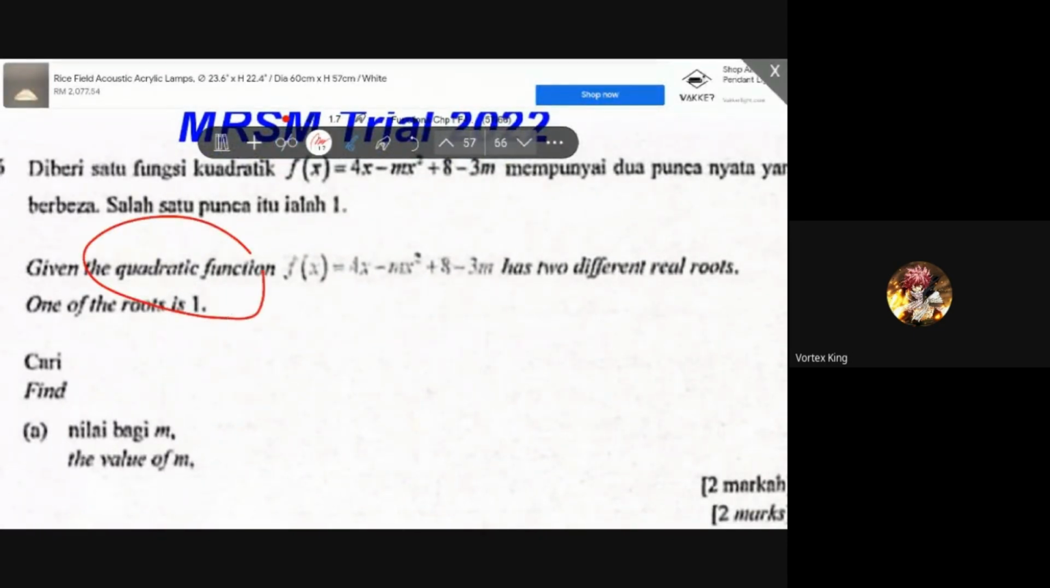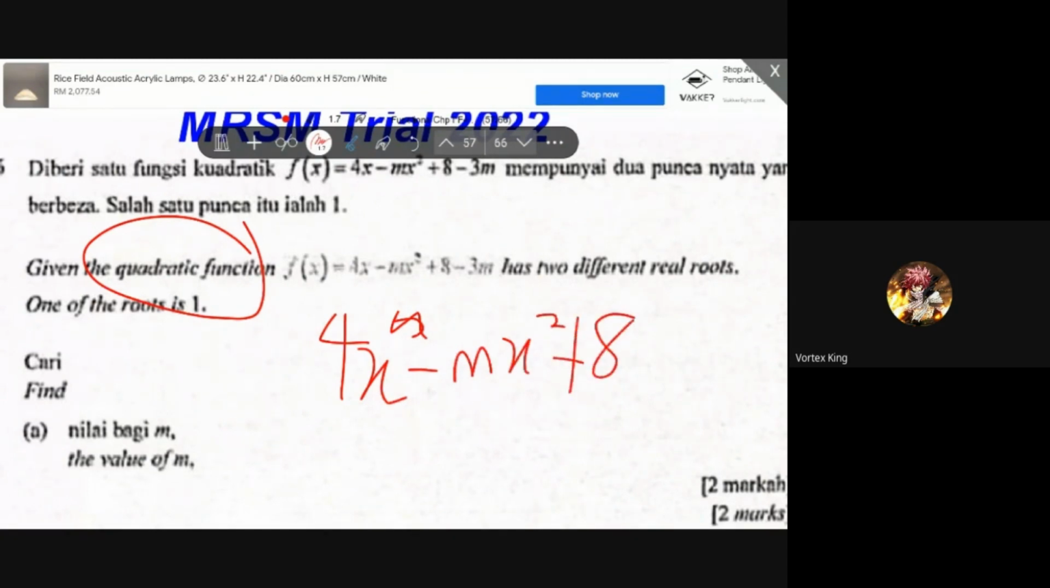Quadratic equation f(x), I think not that clear. Persamaan dia macam ni. This is the equation. Okay, so I just write it out back for you. It has two different real roots. Okay. Siapa-siapa belajar NMATS kat sini tau? Anyone learn NMATS here? This one I asked about NMATS question to anyone here.